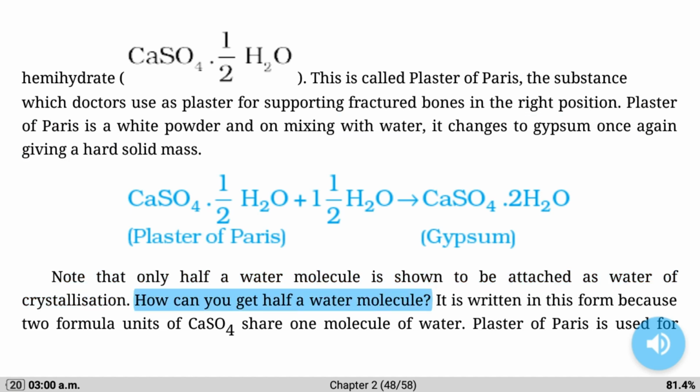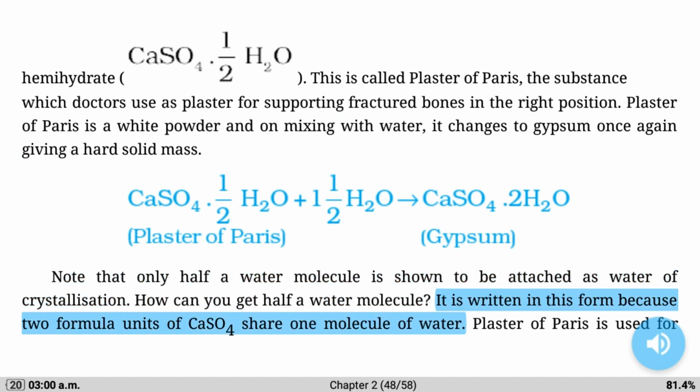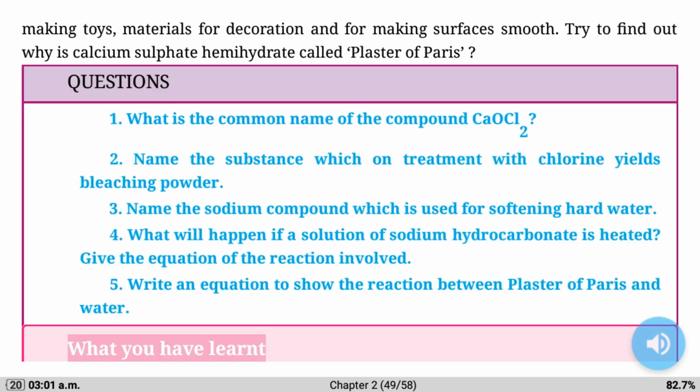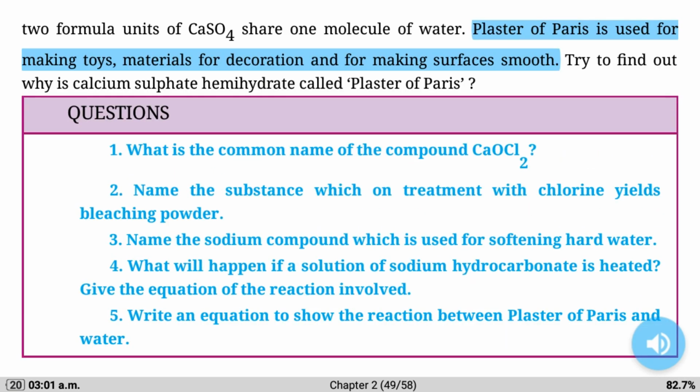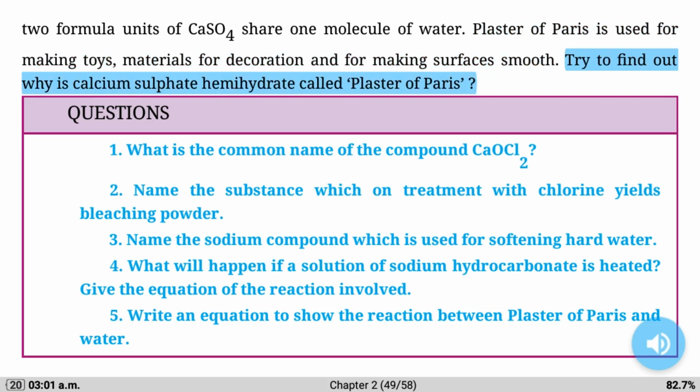Note that only half a water molecule is shown to be attached as water of crystallization. How can you get half a water molecule? It is written in this form because 2 formula units of CaSO4 share 1 molecule of water. Plaster of Paris is used for making toys, materials for decoration, and for making surfaces smooth. Try to find out why calcium sulfate hemihydrate is called plaster of Paris.